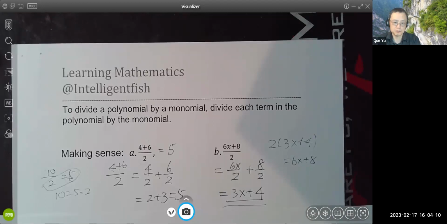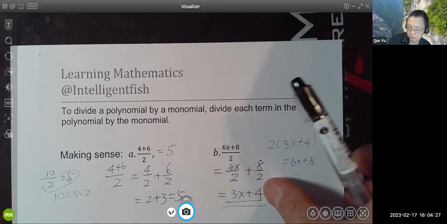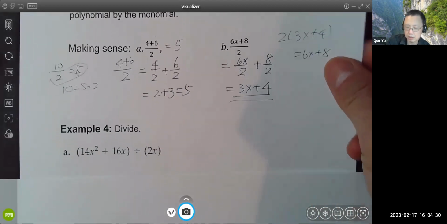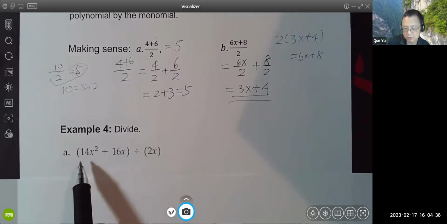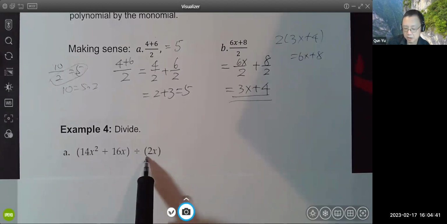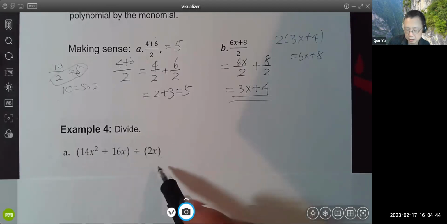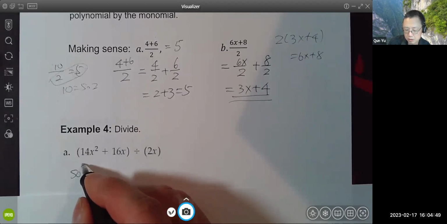So the takeaway point from this tool is that you can distribute the divisor to each term of the expression on the top, in the numerator. So now let's look at our next example. So we have a polynomial, even though we only have 2 terms, but generally speaking, we can call them polynomials. So polynomial divided by monomial. So I'm going to write this into the fraction form.